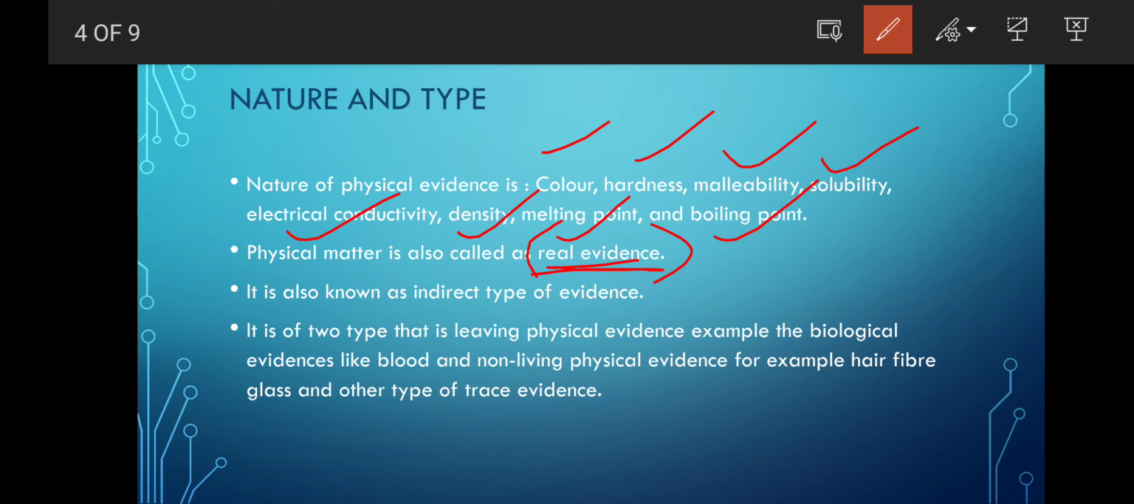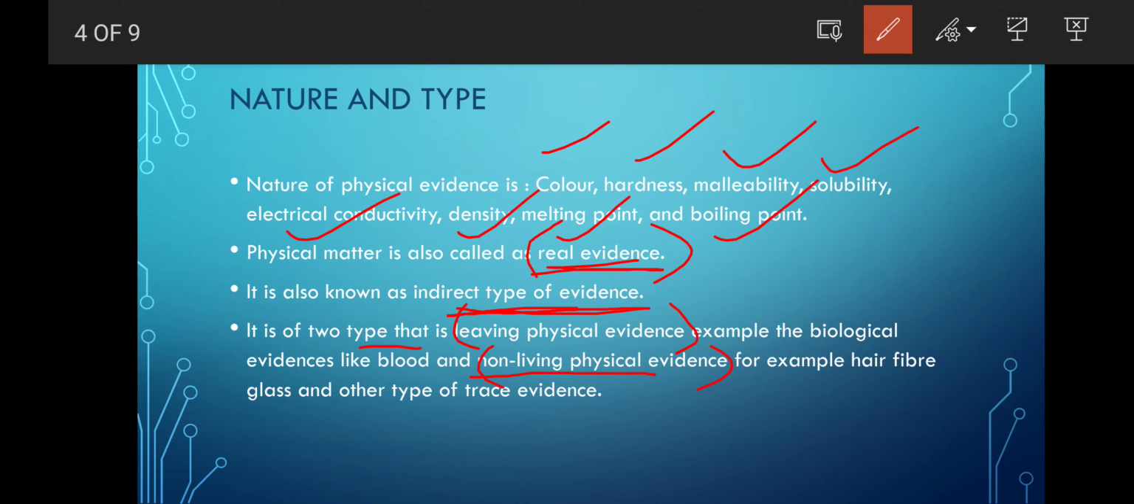Then it is also known as an indirect type of evidence. Indirect type means what? If we find a hair or a piece of glass at a crime scene, then it will lead us to a certain conclusion, right? So it is also known as indirect evidence, and it is of two types: living physical evidence and non-living physical evidence.